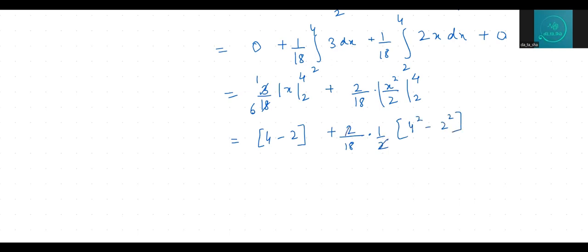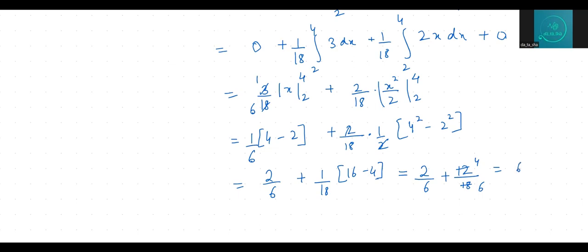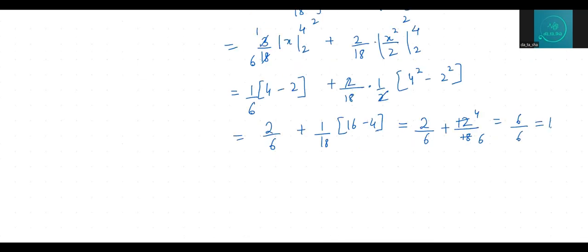So this would be 2 upon 6 plus 1 upon 18 times 16 minus 4. That's 12. So I'm just left with 2 upon 6 plus 12 upon 18. That's 6 upon 6, which is equal to 1. So ultimately I am getting here that the integral from minus infinity to infinity of f(x) dx is equal to 1.